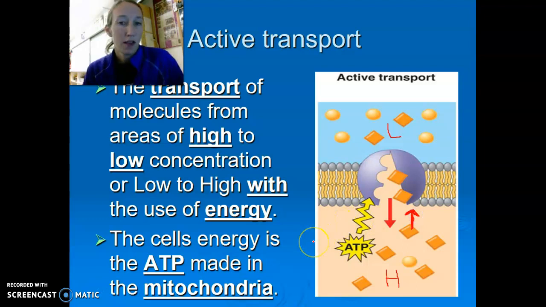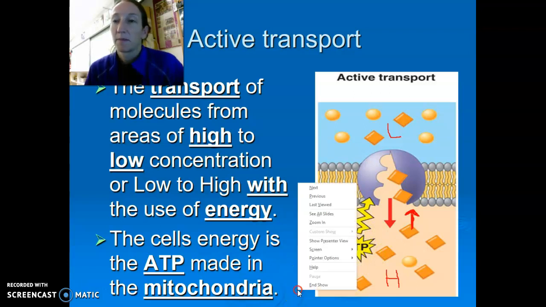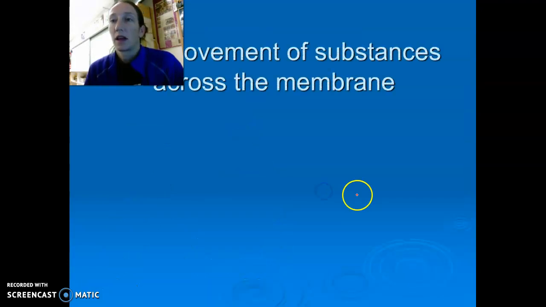Okay, so you just added that on your picture. It's right here. Active transport can go low to high, or it can go high to low. The key thing is that it has to have ATP. It's got to have energy. Okay. All right, let's go on to the next slide.